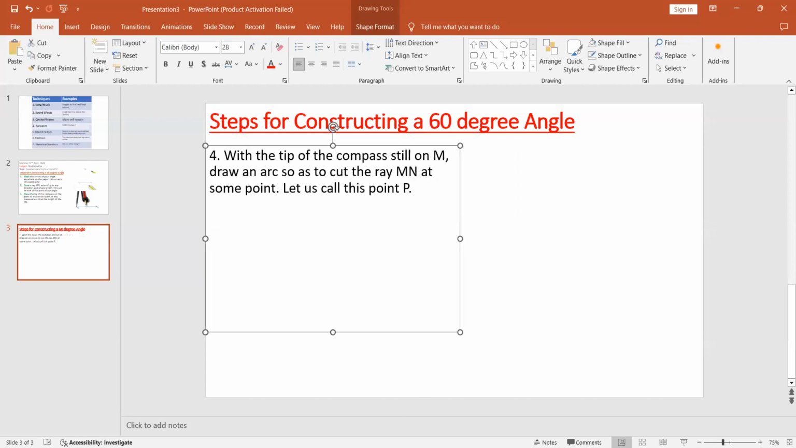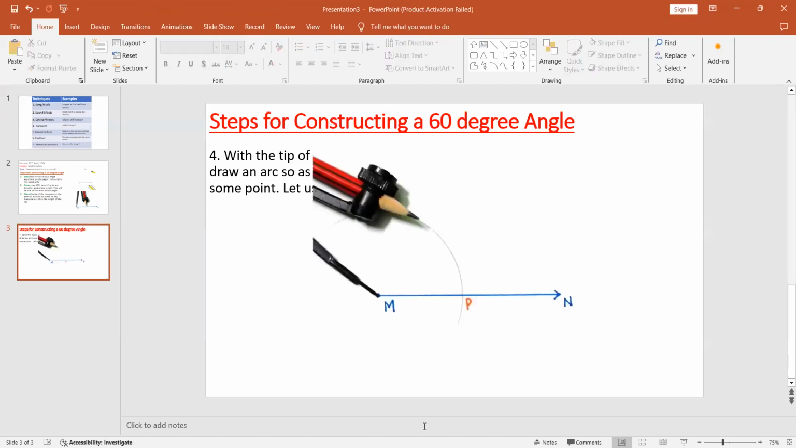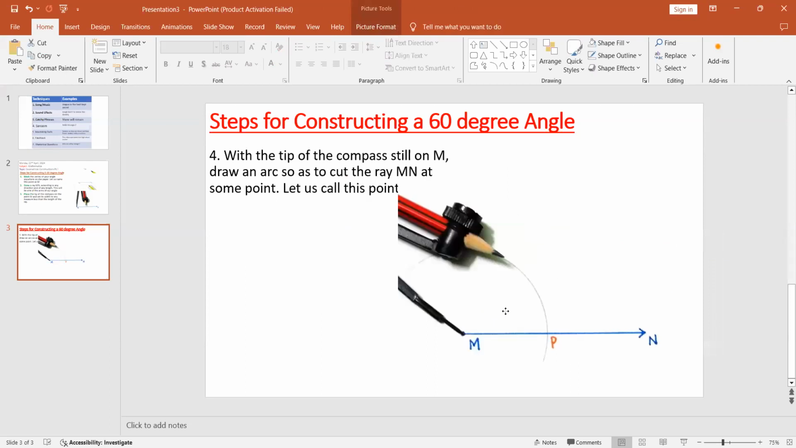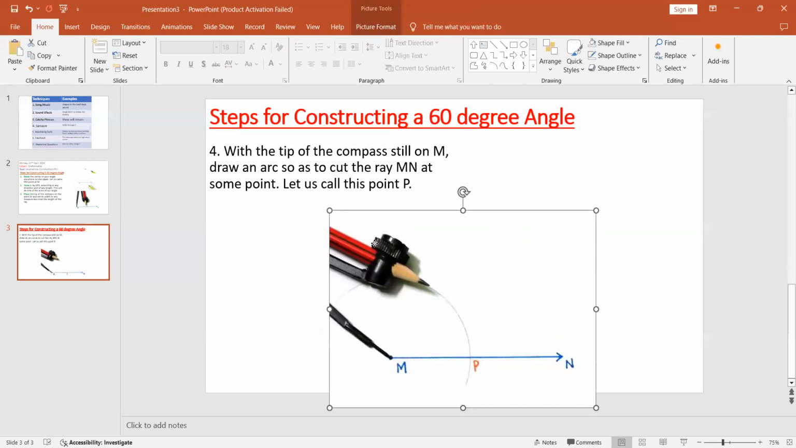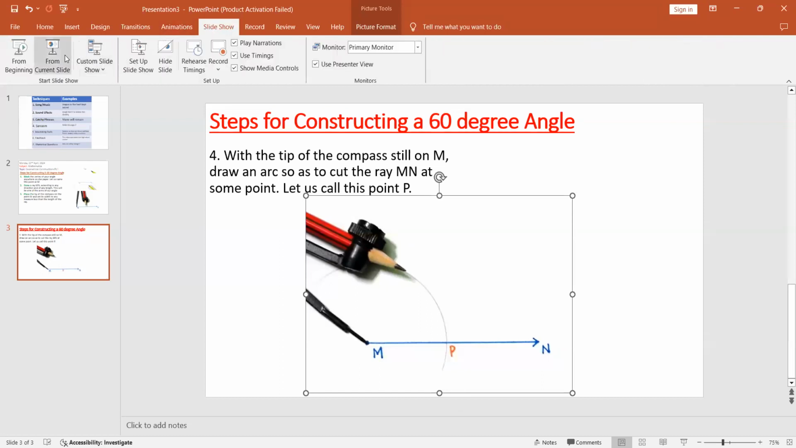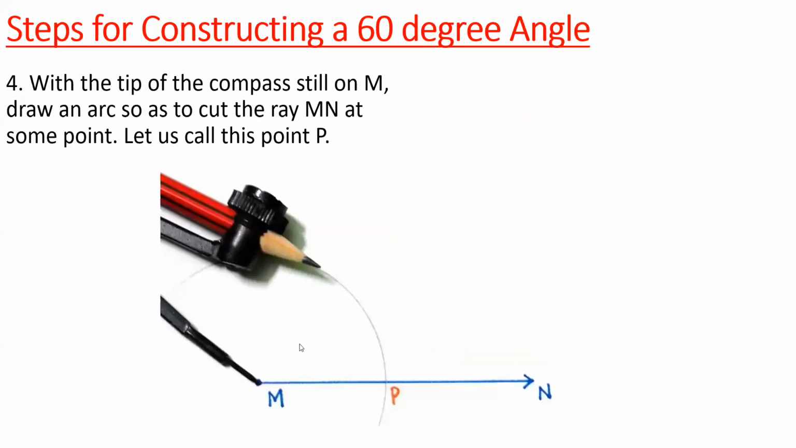So you're gonna keep the point still on M. Do not change the size of your compass. Keep it still on M, right? And then you're going to draw an arc that's gonna cut the ray that you just drew. So again, let me show you what I mean. You have the compass still on point M, right? Just notice that.